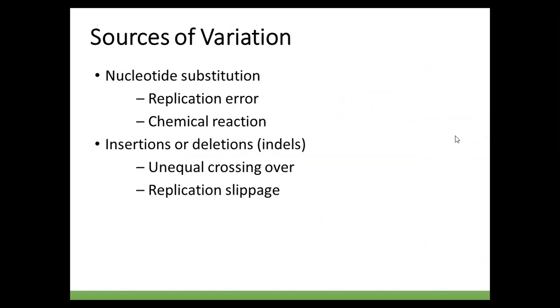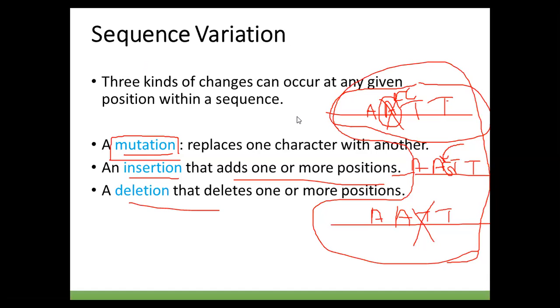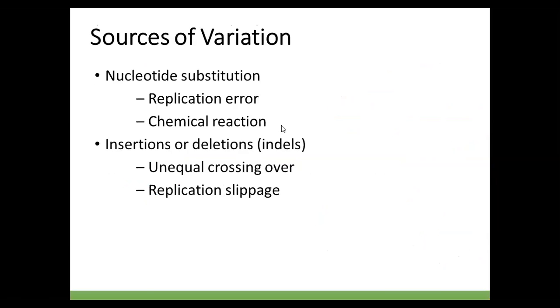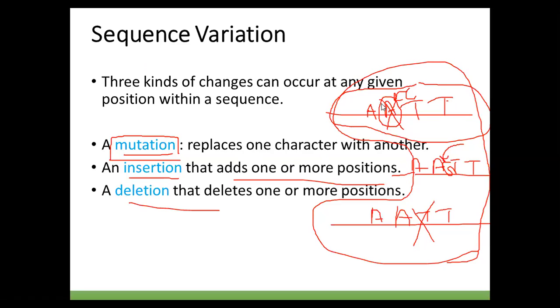So, the sources of variation. I told you this variation can occur because of a chemical reaction. In our body, all the cells are actually built up of chemicals, and these chemicals would react with each other, and that would change particular bases into a different base.